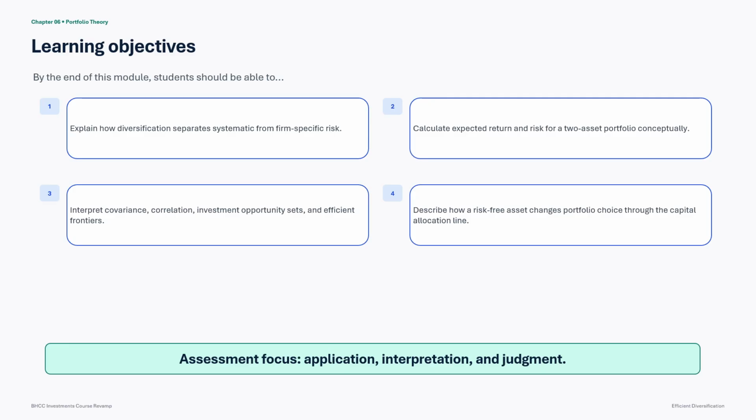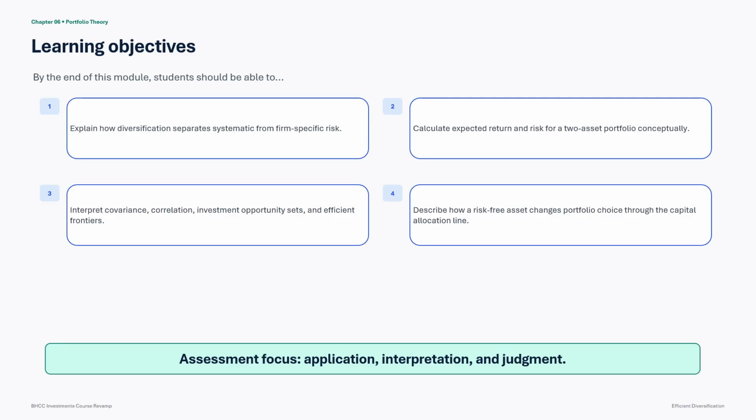Fourth, you should be able to explain how the risk-free asset changes complete portfolio choice. Investors may agree on the same optimal risky portfolio, but choose different amounts of it based on risk tolerance. One investor may combine it with treasury bills. Another may borrow and hold more than 100% of the risky portfolio.